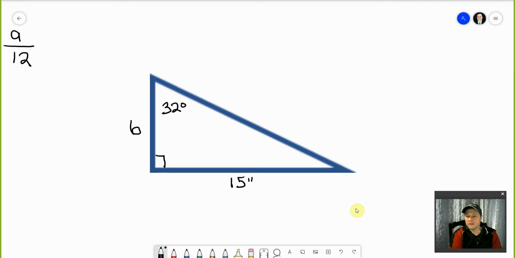So maybe if we're connected strongly here, maybe somebody could tell me what trig function, SOHCAHTOA, okay, which trig function has this side and this side in relation to this angle. So maybe someone could tell me what this side is called based on this angle. What would be the name of this side?